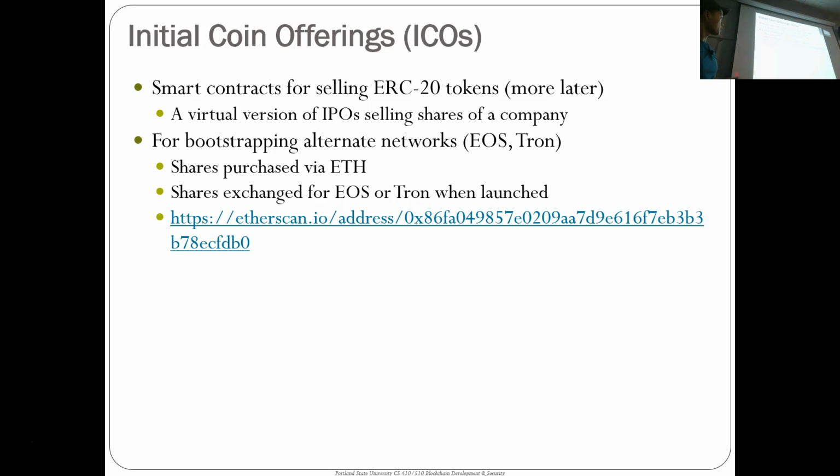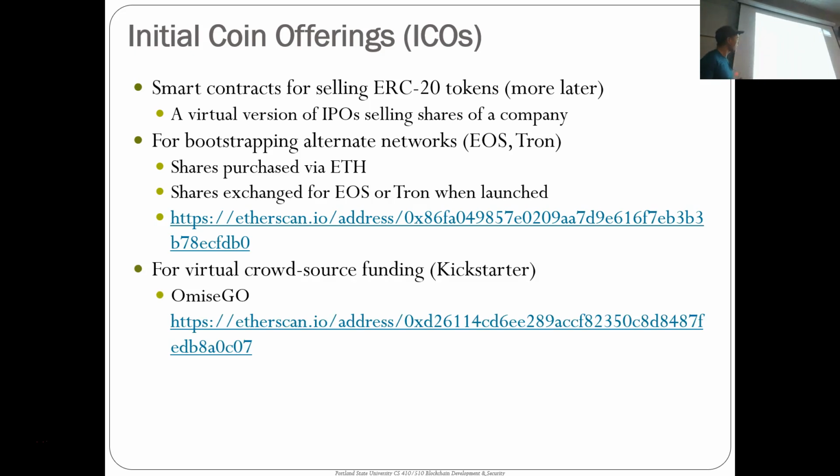It's also been used to bootstrap alternate cryptocurrency networks, like EOS and Tron. They had initial coin offerings on Ethereum. I forget which one this is, I think this is Tron's contract address. What you would do is go to that contract address and pay from your wallet into it, and then you would get Tron tokens. This contract was such that it would give you entry into the Tron network with a certain amount of currency at the beginning.